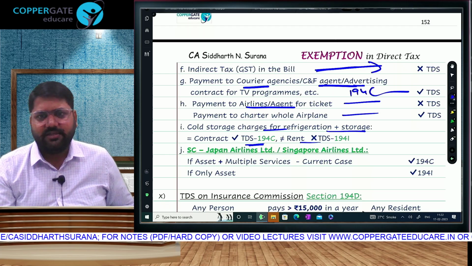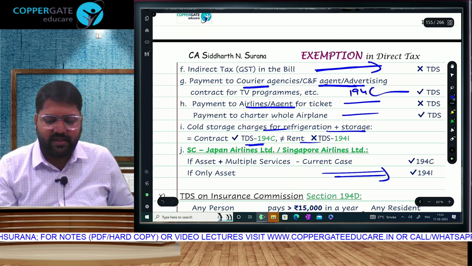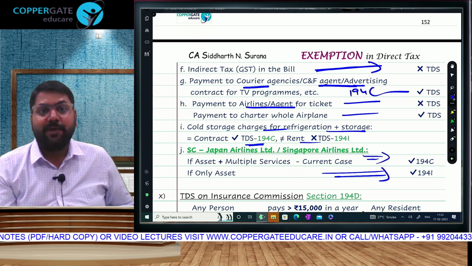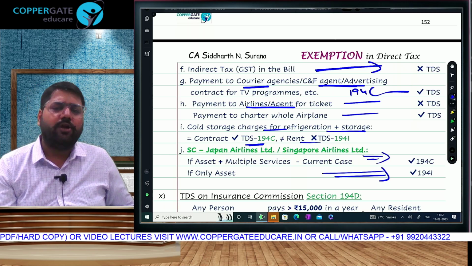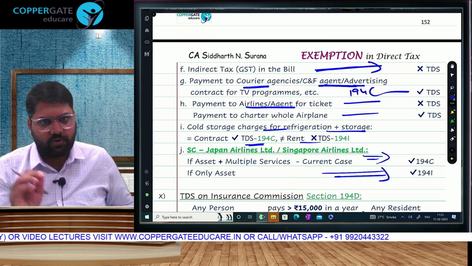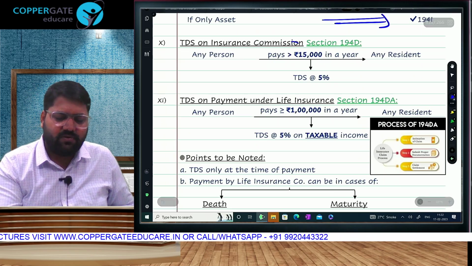And the Supreme Court judgment, Japan Airlines, Singapore Airlines: if only an asset is provided by someone, then it is a case of rent. But with the asset, if multiple services are provided, like the airport does for an airline, then in that case the contractor section will be applicable. When an airline is making payment to an airport, the contractor section is going to be applicable. TDS on insurance commission more than 15,000, 5%.